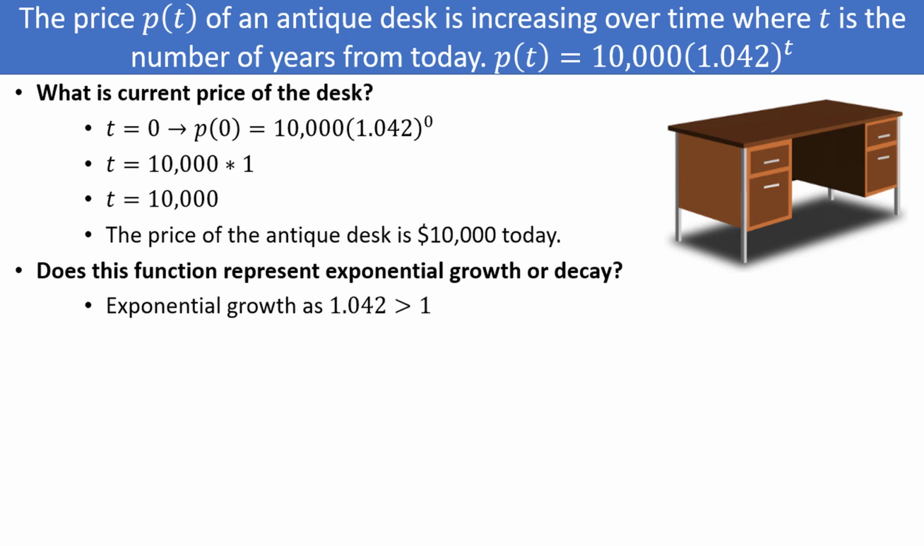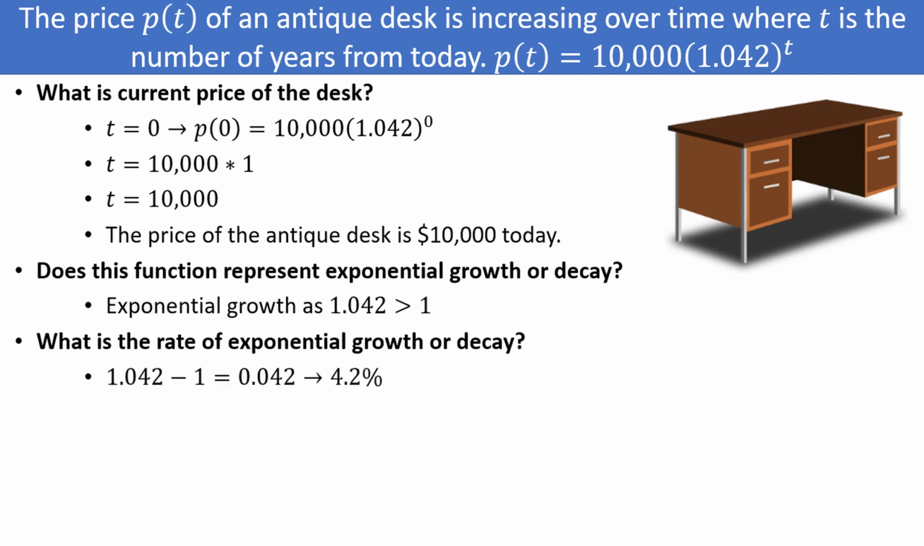Now the 1.042 also tells us the rate at which the price of the desk is increasing. The part after the decimal is 0.042, which is the decimal equivalent of 4.2%. You can also subtract 1 from 1.042 to get 0.042, which is the decimal equivalent of 4.2%. If you aren't sure, you could just multiply 0.042 by 100, which will give you 4.2. That means the price of this desk is increasing by 4.2% per year.